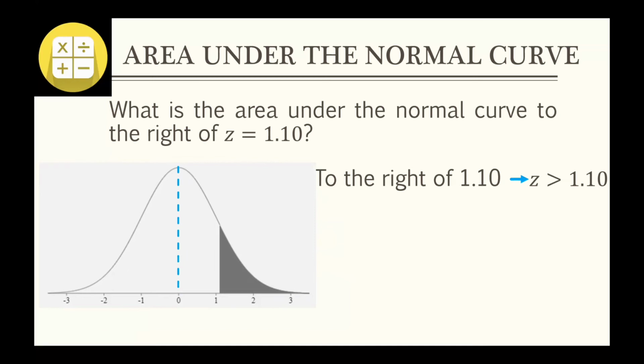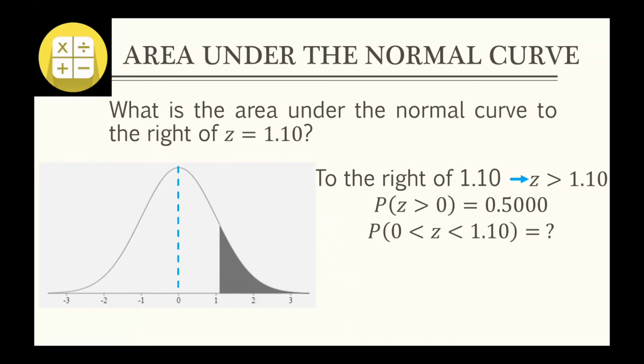Now, here, we're going to get the probability from 0 to 1.10. Take note that the half of the normal curve is 0.50 or 0.5. Since the shaded area is on the right side of the mean, from the mean to the right side, that is equal to 0.5 or 0.50. So here we have the symbol, the probability of z greater than 0. Meaning, from 0 going up. All the values greater than 0.